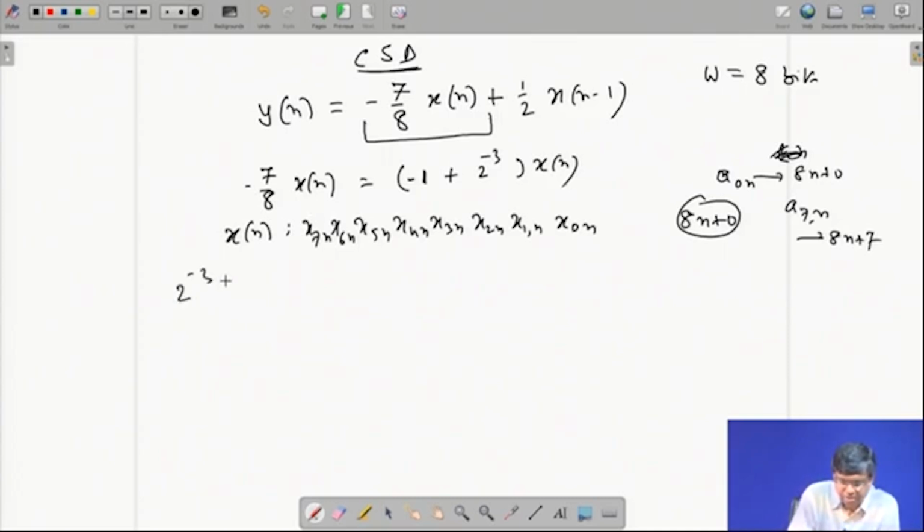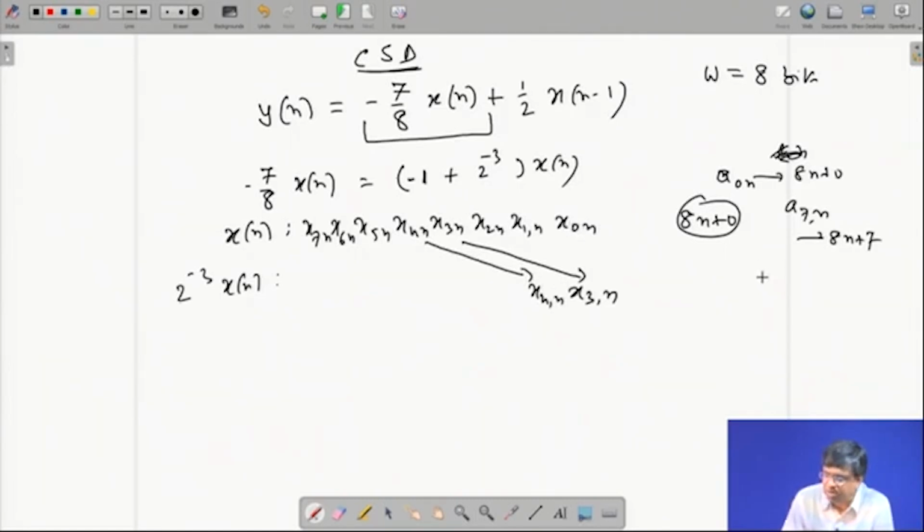So what will happen is, this will go out, and x3n will come to this place. That will be the new word. Then here it will be x4n. x0n goes out in the first shift only, x1n goes out in the second shift only, x2n goes out in the third shift only. And in the third shift, x3n comes to the LSB position.